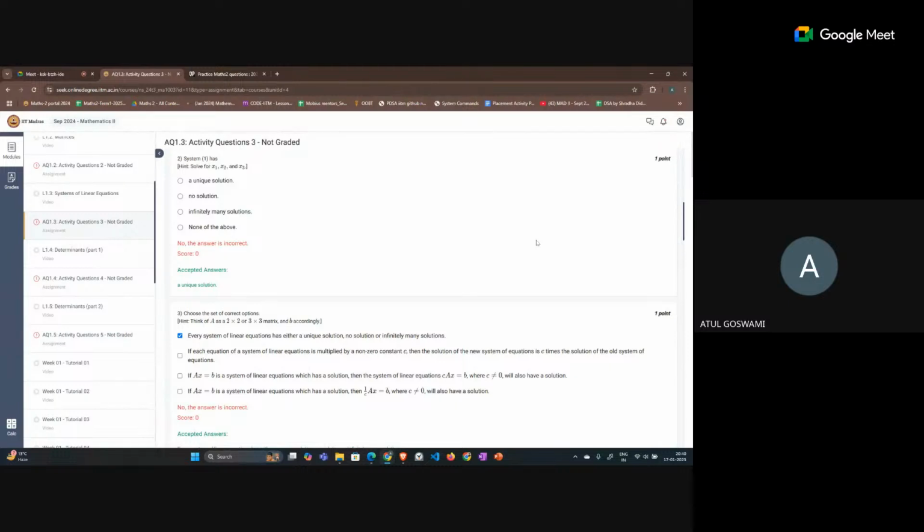What about the second option? If each equation of the system of linear equations is multiplied by a non-zero constant c, then the solution of the new system of equations is c times the solution of the old system. Okay, it is wrong. What is the solution? Let me share my OneNote.